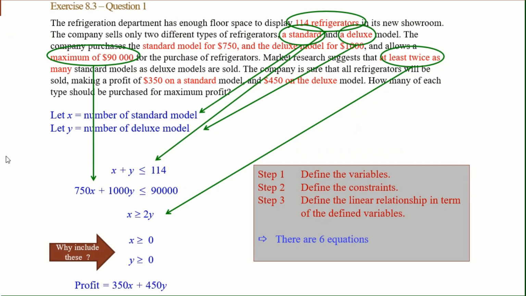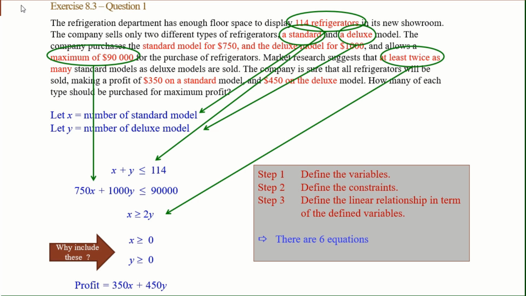Question 1, let's take a look together. The refrigeration department has enough floor space for only 114 refrigerators. So what does that tell you? X plus y must be lesser or equal to 114 because you only have enough space for 114.